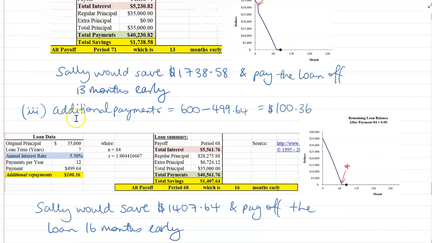Lastly, if we considered the original loan conditions again, and Sally can afford $600 worth of repayments, which is $100.36 more than what she's required to pay. So if I pop that into my additional repayments, you'll see that over the period of the loan, she saved $1,407.64, and she'll pay the loan off 16 months earlier, a year and 4 months earlier. And you can see the effect of that on the shape of the graph.